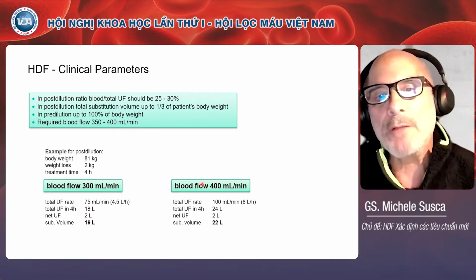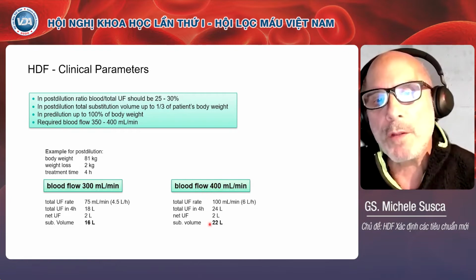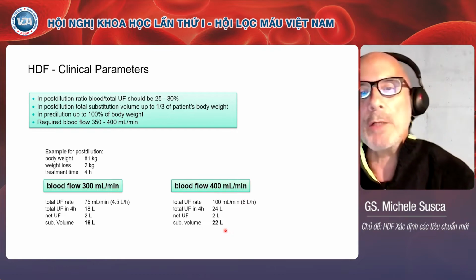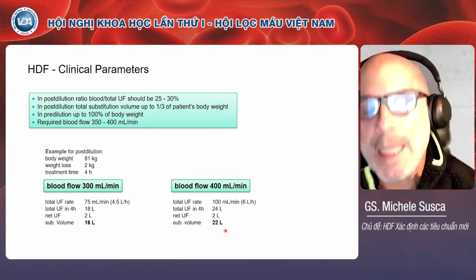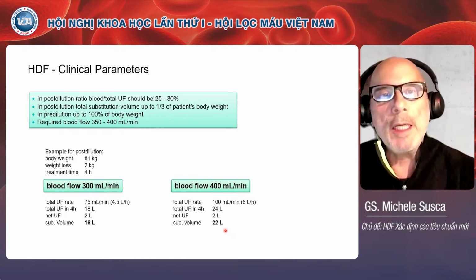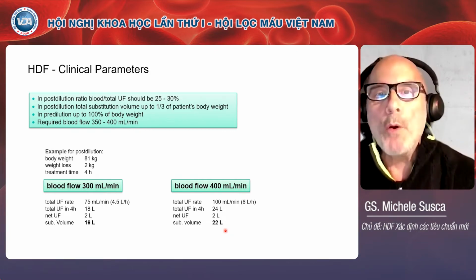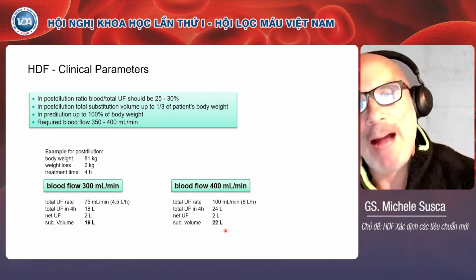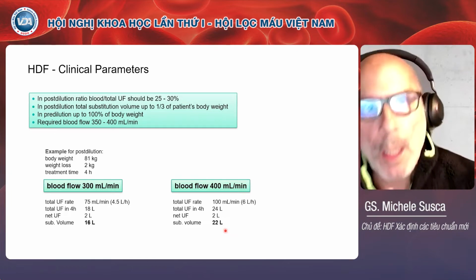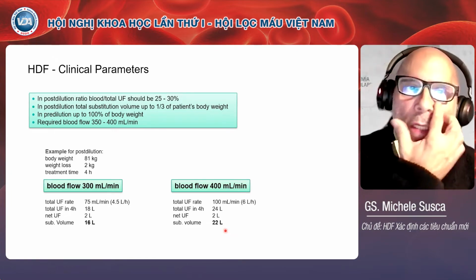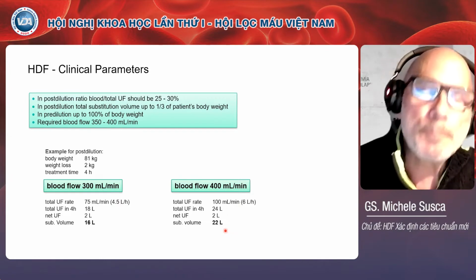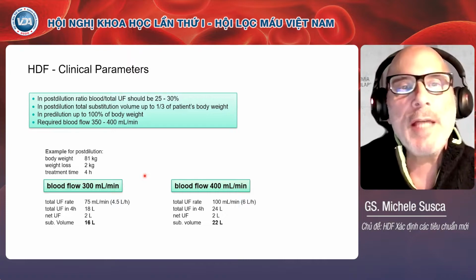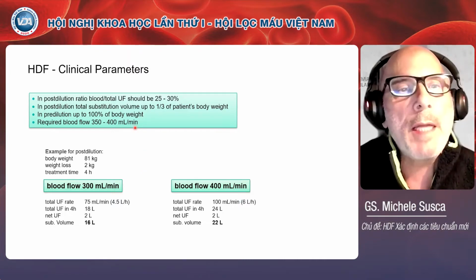On the other hand, when we increase the blood flow to 400, for example, you will see that the substitution volume is increased to 22 liters. Usually, the right dose in post-dilution is between 20 and 25 liters per session. We distinguish, you will see this in the next slide, between low efficiency and high efficiency HDF. But before, just a few words about pre-dilution.